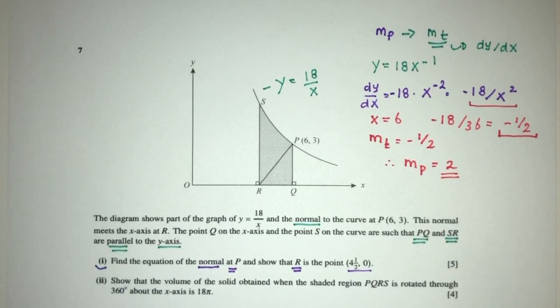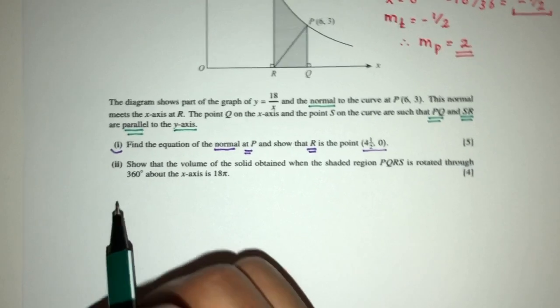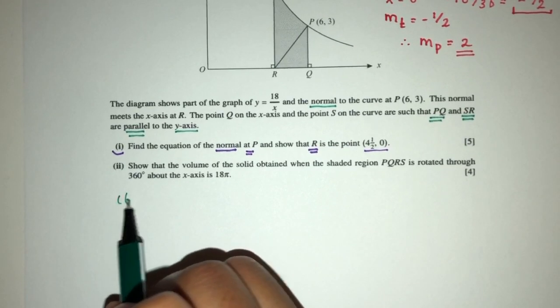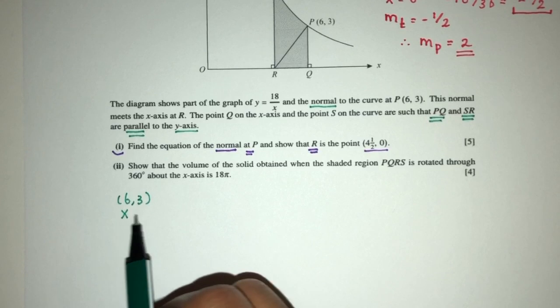Now since we have the gradient and we have the passing point, we can find the equation pretty easily. Let me continue over here. The passing point was found to be 6, 3. This is the x value and the y value.